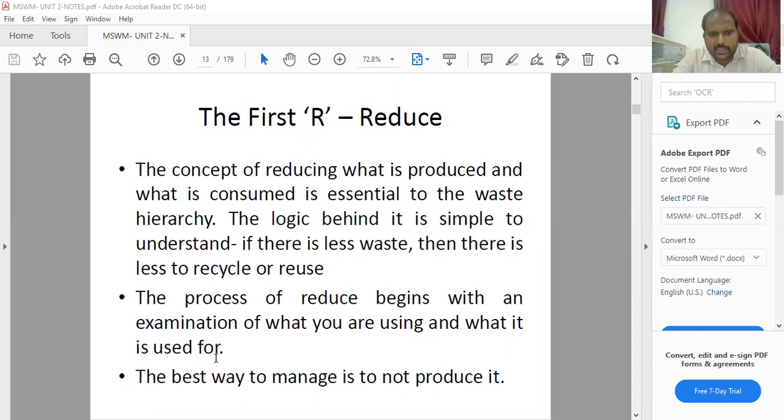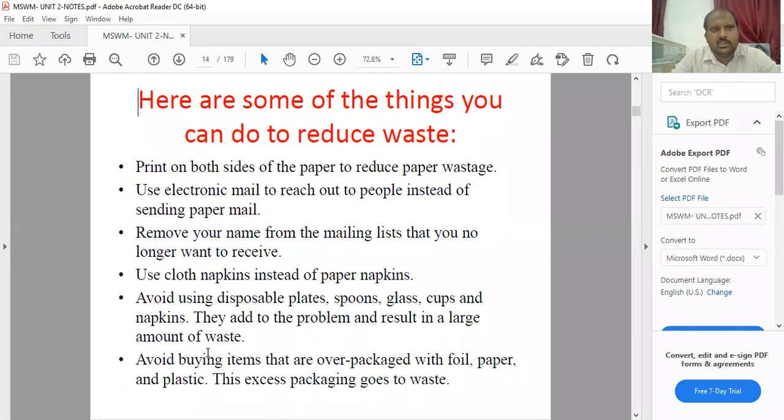The best way to manage waste is to not produce it. Here are some of the things you can do to reduce waste. First point is print on both sides of the paper to reduce paper wastage. Use electronic mail to reach out to people instead of sending paper mail. Remove your name from the mailing list that you no longer want to receive.